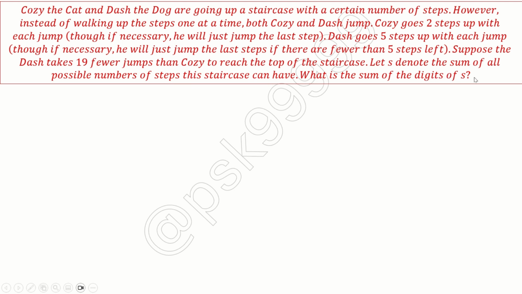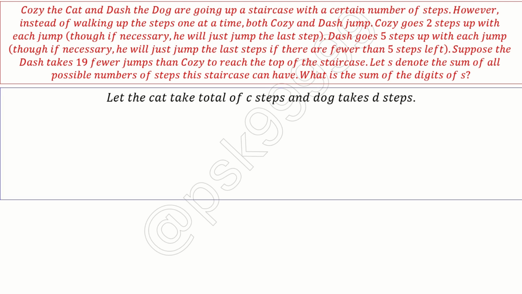So the problem looks very big, but it is very simple if you try to break it down. The cat jumps 2 steps at a time and then the remaining steps in one go. The dog also jumps 5 steps at a time and the remaining in one go. Right? So the number of staircase steps is constant. Now the number of jumps Dash takes is 19 fewer than the cat. This is the information which is given, which you put in a formula, and you will easily understand it.